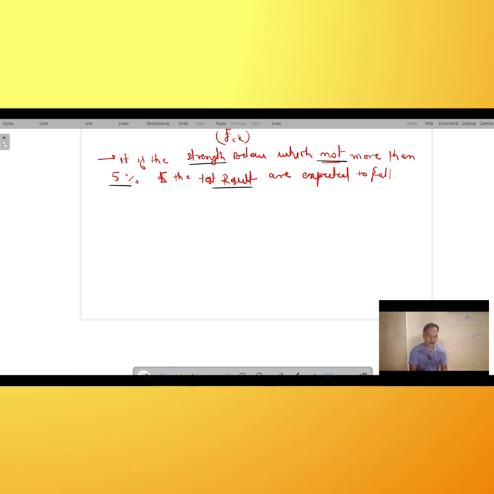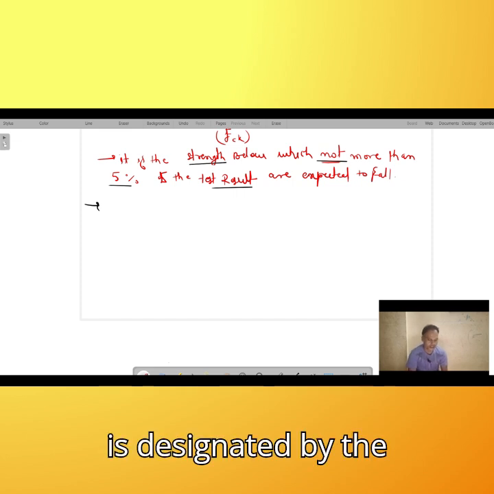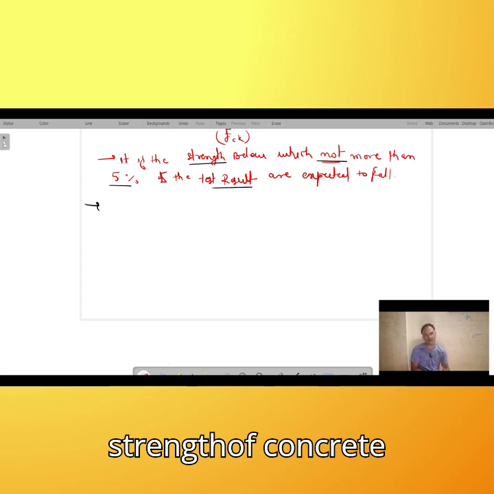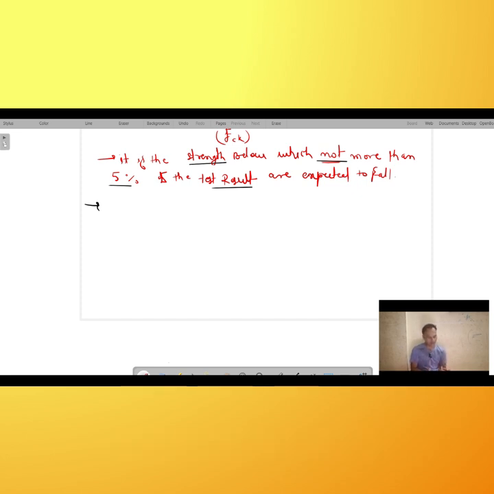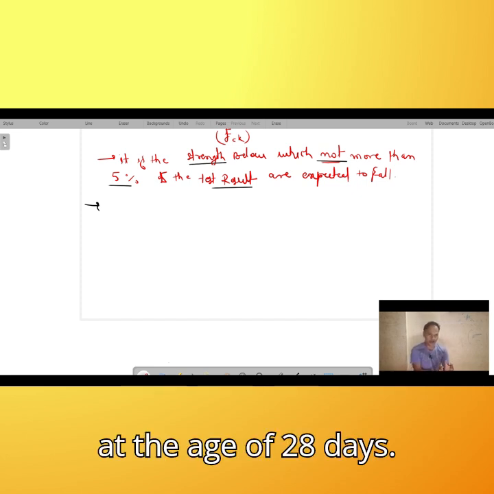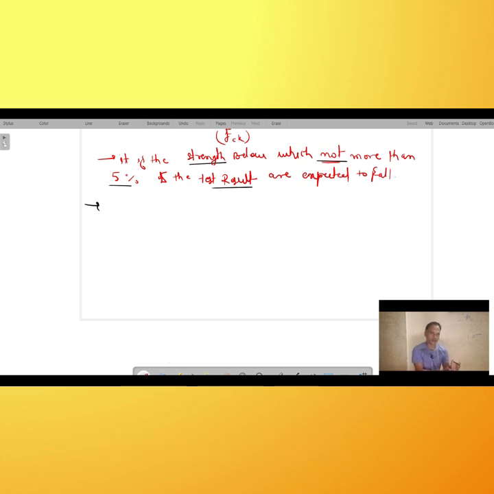And another point: concrete is designated by the characteristic compressive strength of concrete at the age of 28 days.